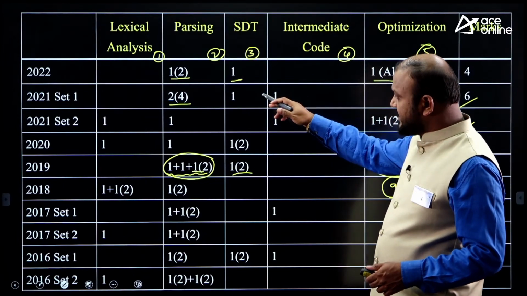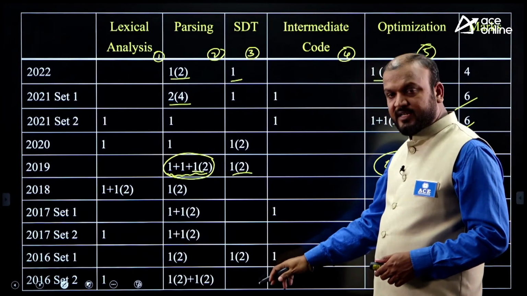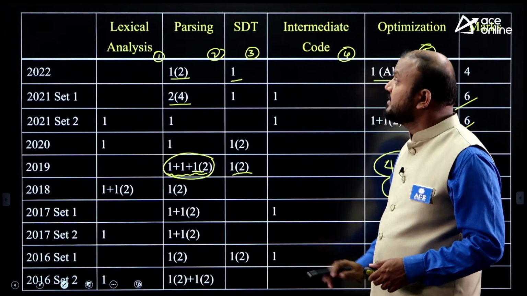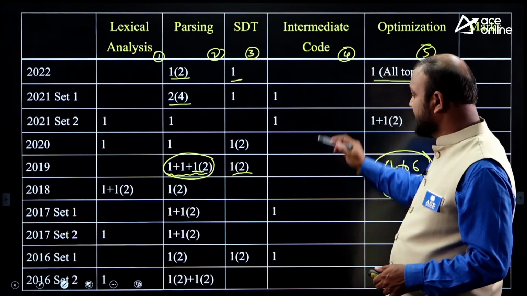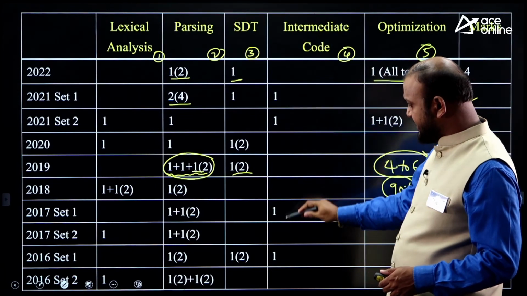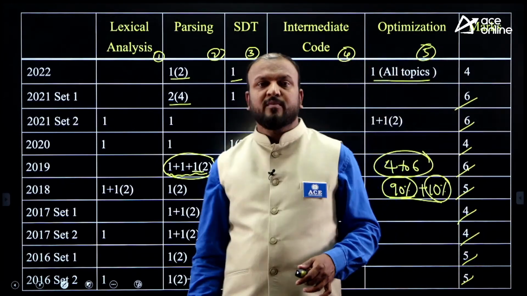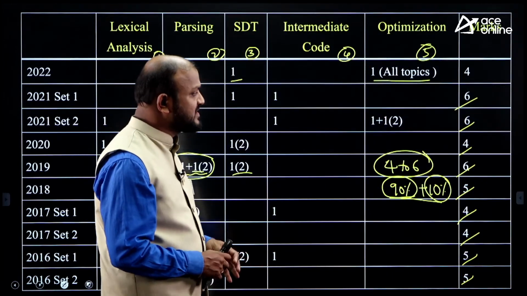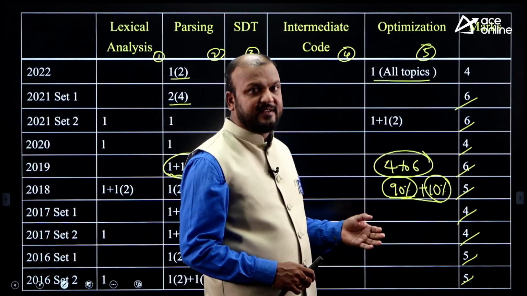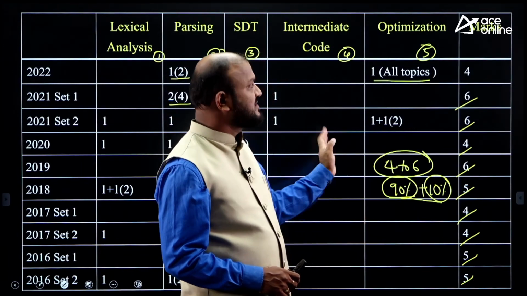And from syntax directed translation, you are getting questions regularly in the paper. In intermediate code generation, so far only 1 mark questions have been asked, no 2 marks questions. And the code optimization chapter was there previously, later it was removed, and now it is added again.